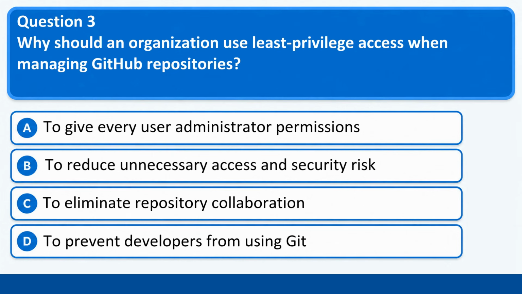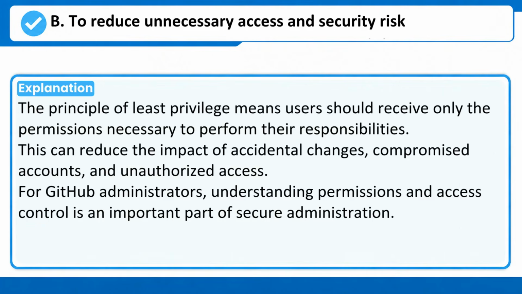Question 3. Why should an organization use least privilege access when managing GitHub repositories? A. To give every user administrator permissions. B. To reduce unnecessary access and security risk. C. To eliminate repository collaboration. D. To prevent developers from using Git. Correct answer: B. To reduce unnecessary access and security risk.